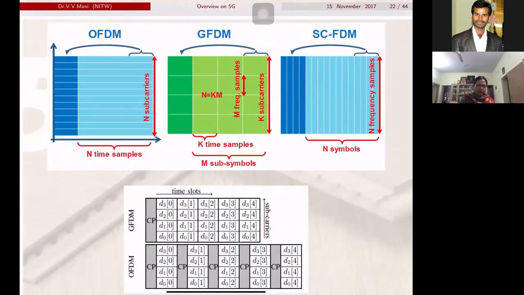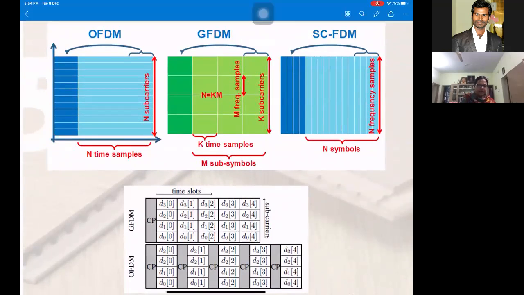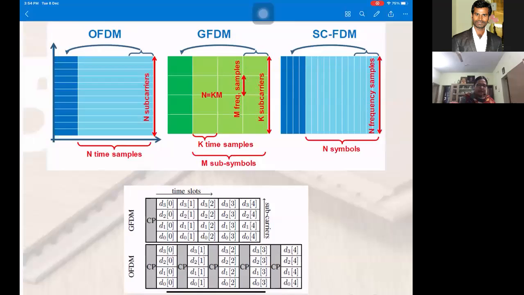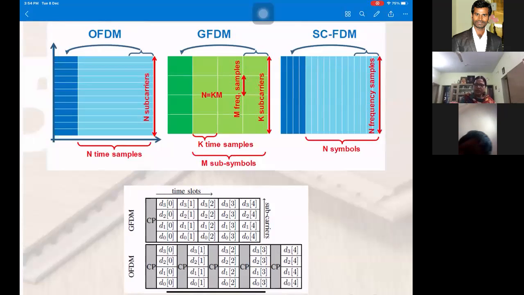Here in OFDM, the blue color is the cyclic prefix, followed by time samples. On each subcarrier, we are sending a cyclic prefix and data symbols. Okay, N time samples and a cyclic prefix. Like that, on all the subcarriers, we are sending time samples and a cyclic prefix. Okay, that we understood very well.